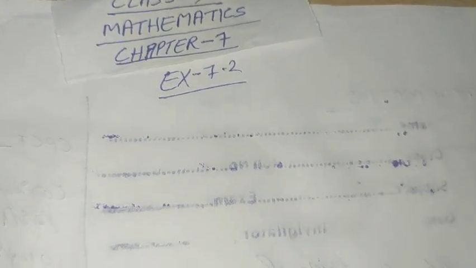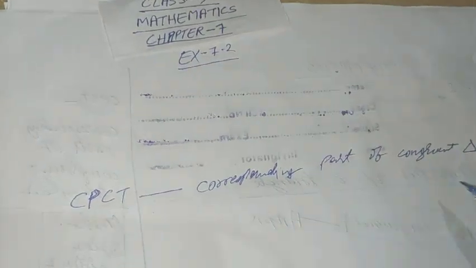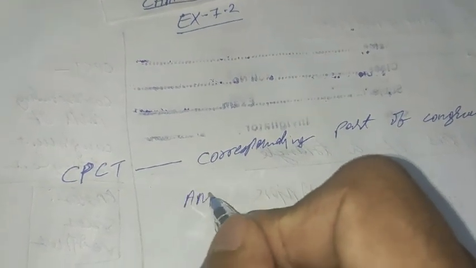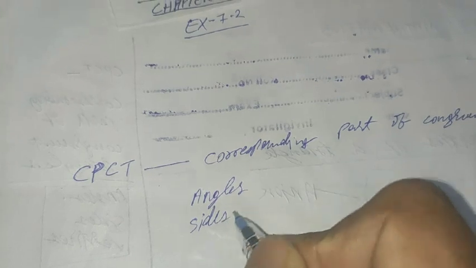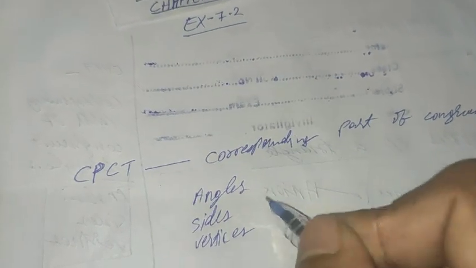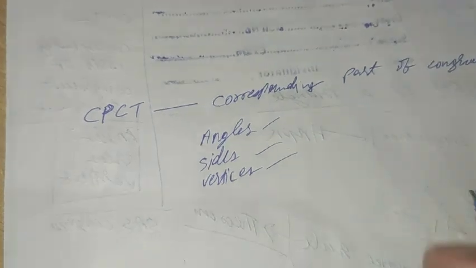Previously we have studied that two triangles are congruent. When two triangles are congruent, then their corresponding parts are equal. CPCT: corresponding parts of congruent triangles, right students? It says that when two triangles are congruent, their corresponding parts are equal. Which are the corresponding parts? Angles, sides, vertices.